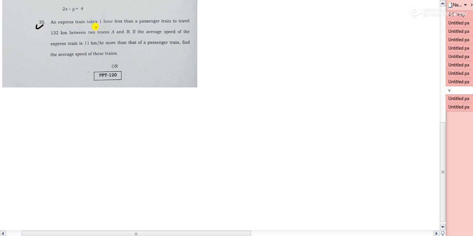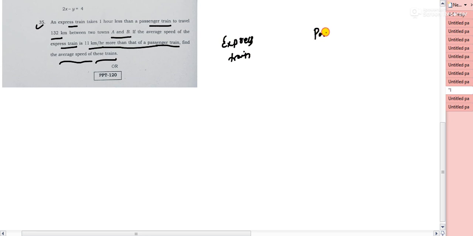An express train takes 1 hour less than a passenger train to travel 132 km between two towns A and B. If the average speed of the express train is 11 km per hour more than that of the passenger train, find the average speed of these trains. So you have two types of trains, express train and passenger train, correct?